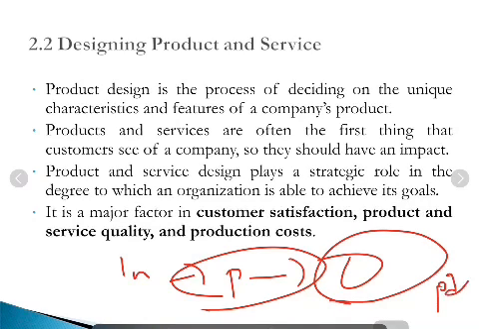We have to design the product or we have to design the service. So such a thing we call designing product and service. So product design is the process of deciding on the unique features of a company's product. What kind of features the product should have and what we should check, we call it product design. Product design and service are often the first thing that customers see of a company, so they should have an impact.